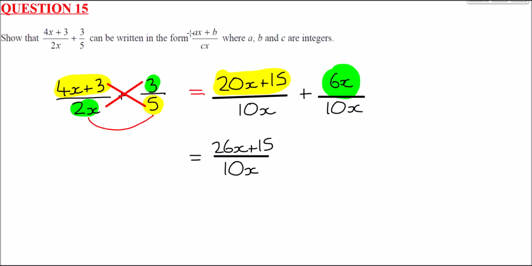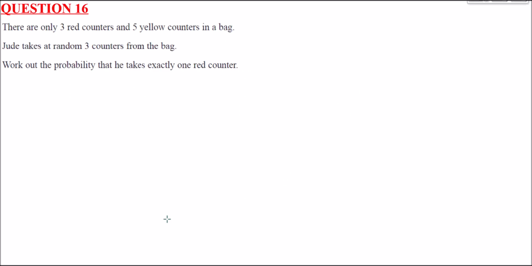So we've shown it can be written in this form. So in our case, A is 26, not that you need to write that as such. B is 15, and C, the number in front of the x, is 10. That's question 15 sorted. Question 16, there's 3 red and 5 yellow counters in a bag.